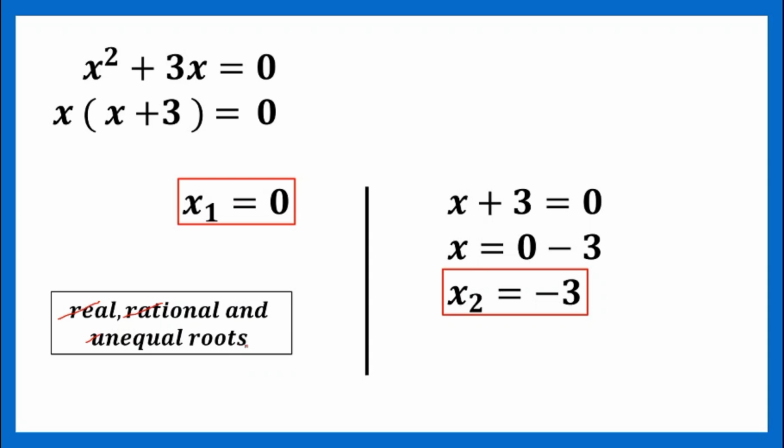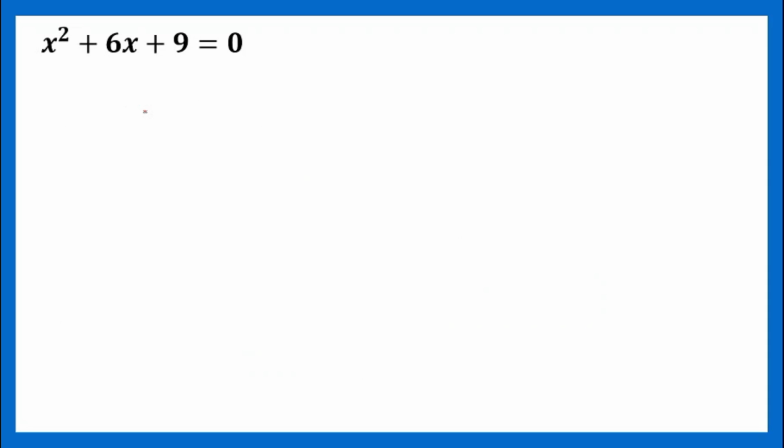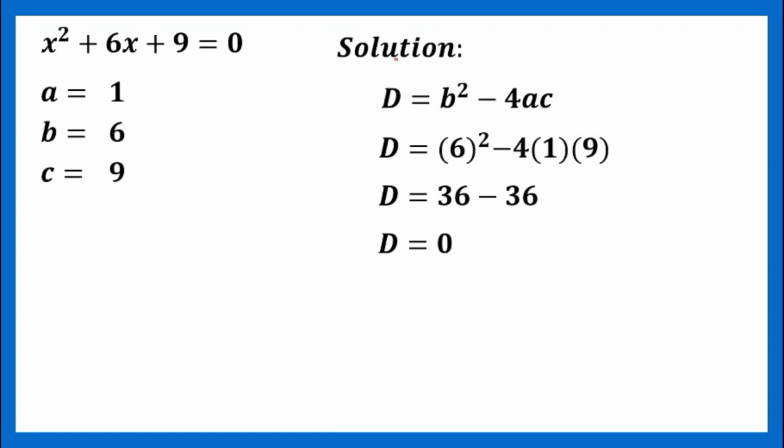Alright. So, let's have another example. X squared plus 6x plus 9 is equal to 0. So, ito yung finished na pagsosolve ng discriminant. Follow nyo lang. ABC, tapos formula, then substitute. Tapos, makukuha natin yung sagot na D is equal to 0.